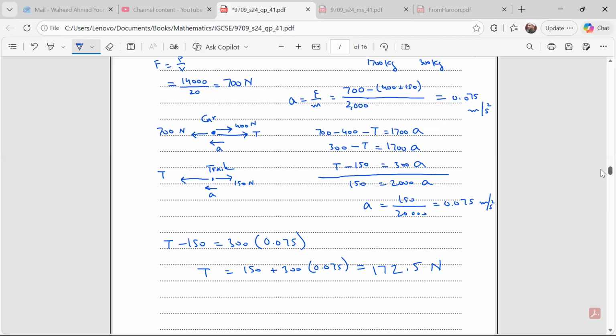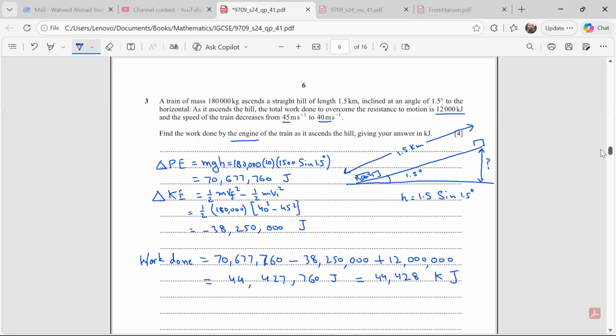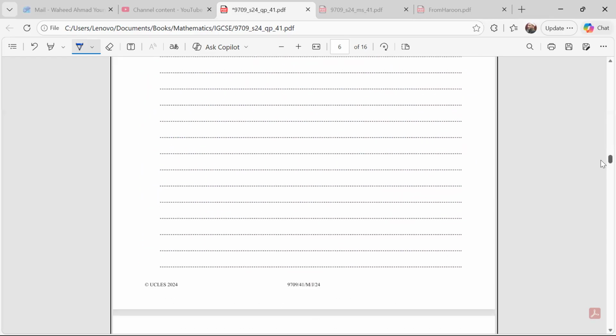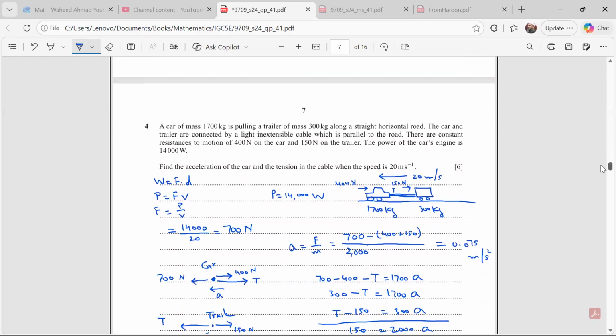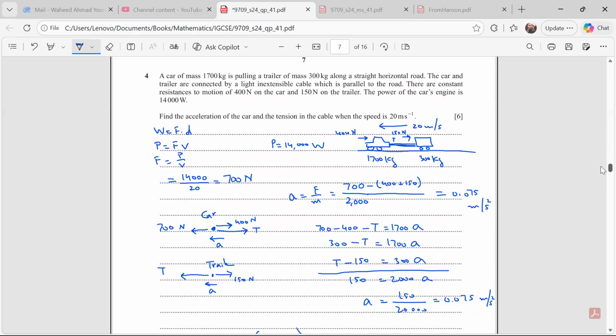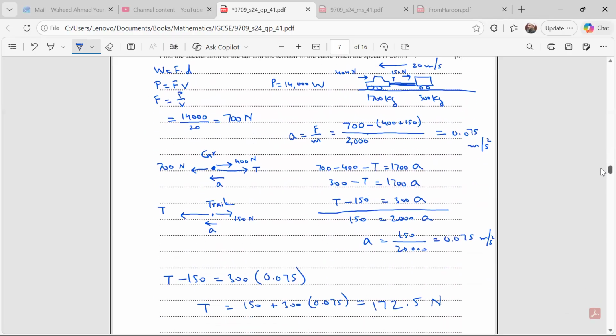Okay, I hope you understand both the question and the philosophy and logic behind these questions. This is important to understand so that you can apply these concepts in any question you will come across.